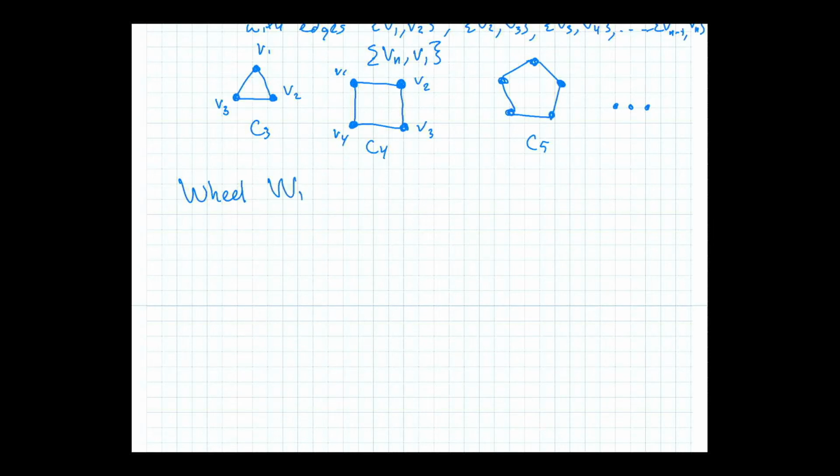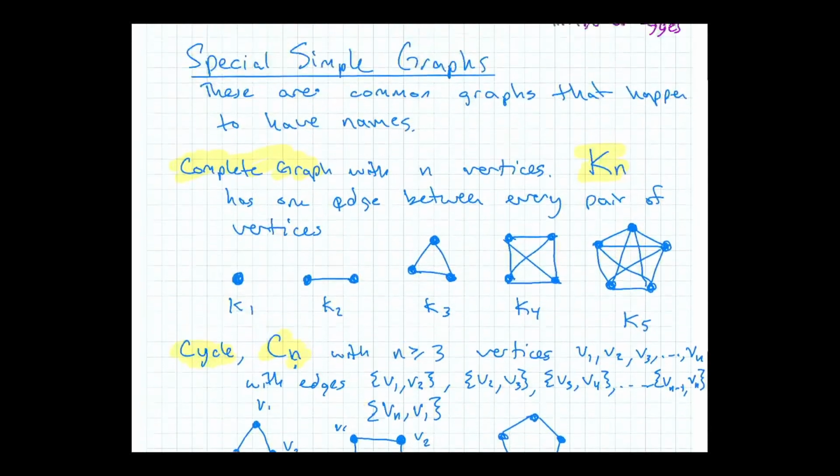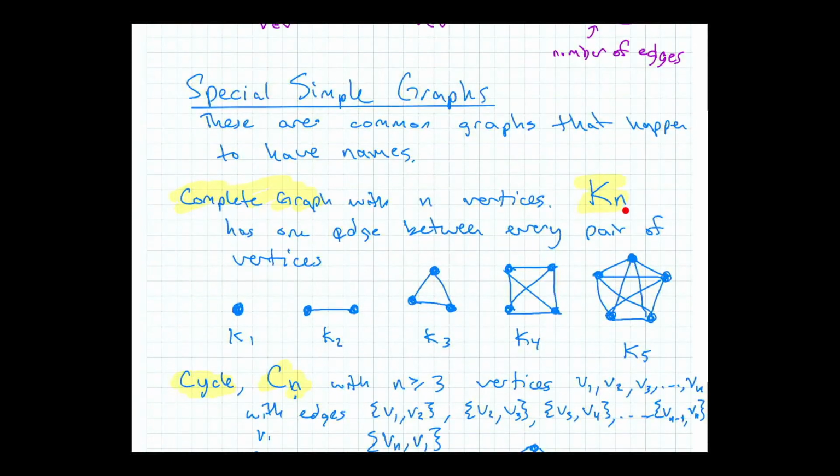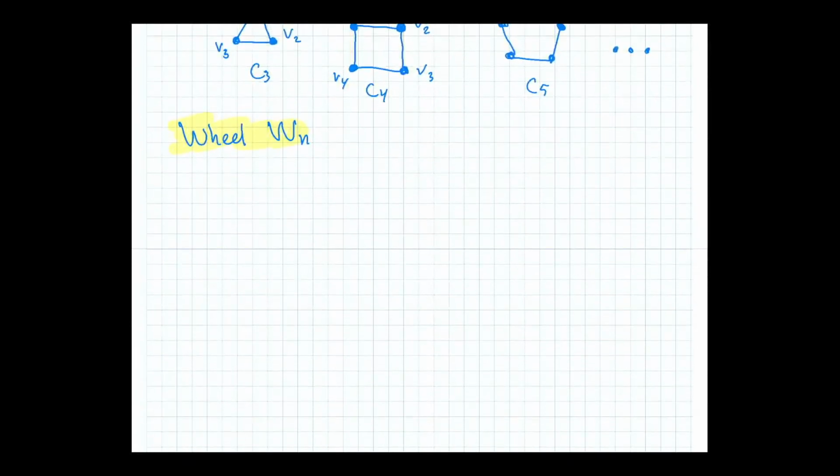Wheel, Wn. So this is an interesting one. So cycle, like Cn, n is the number of vertices, right? And on the complete graph, Kn, k is the number of vertices. On the wheel, it's not. And that's kind of weird notation, but you'll see it kind of makes sense.